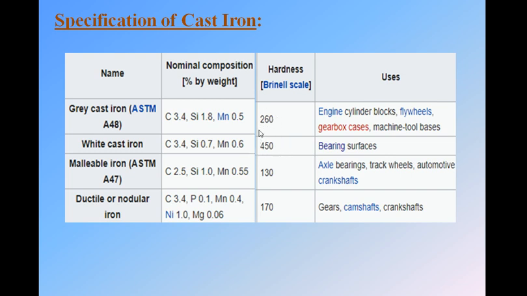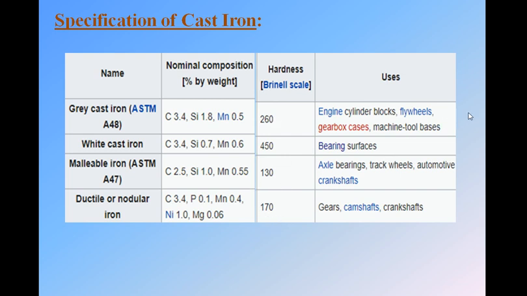Then we have the grey cast iron, that is 260 BHN. Then we have the ductile cast iron, that is 170 BHN, and the last one is the malleable cast iron, which has 130 BHN. So the softest of these four is the malleable cast iron, and the hardest is the white cast iron. So simply remember the Brinell hardness numbers of these four cast irons. This is the specification of cast iron.